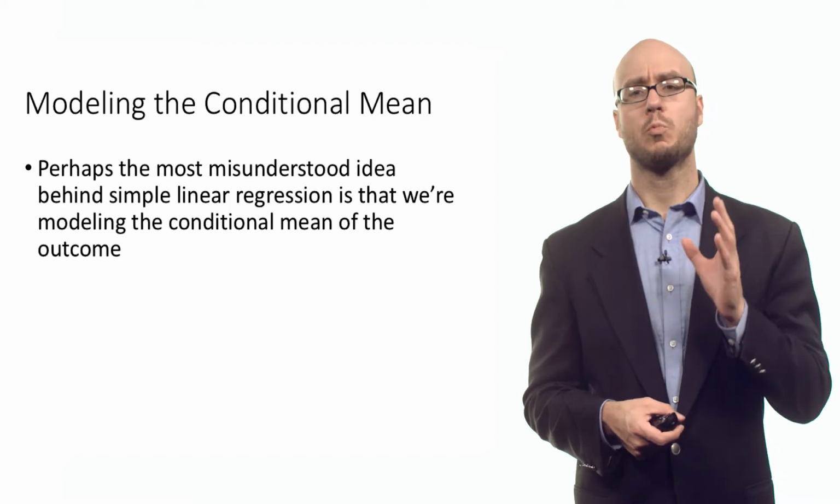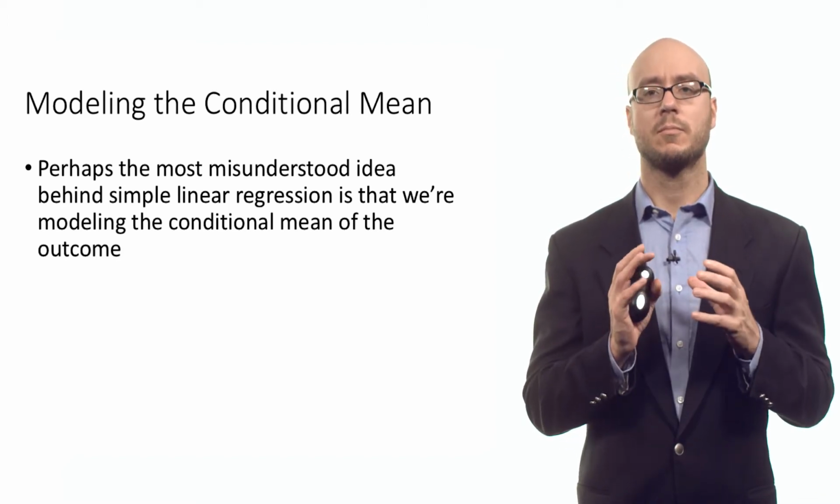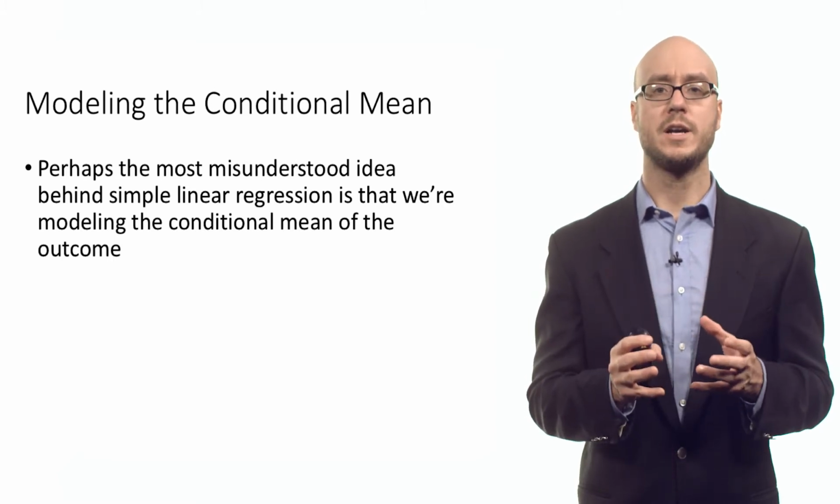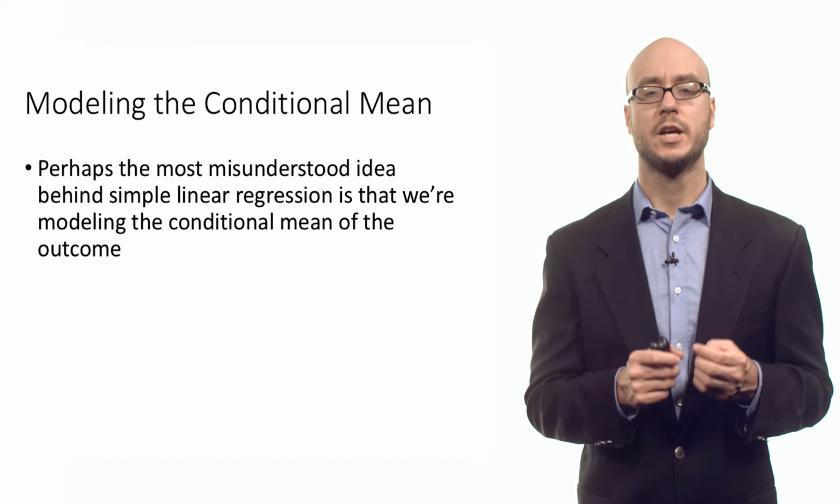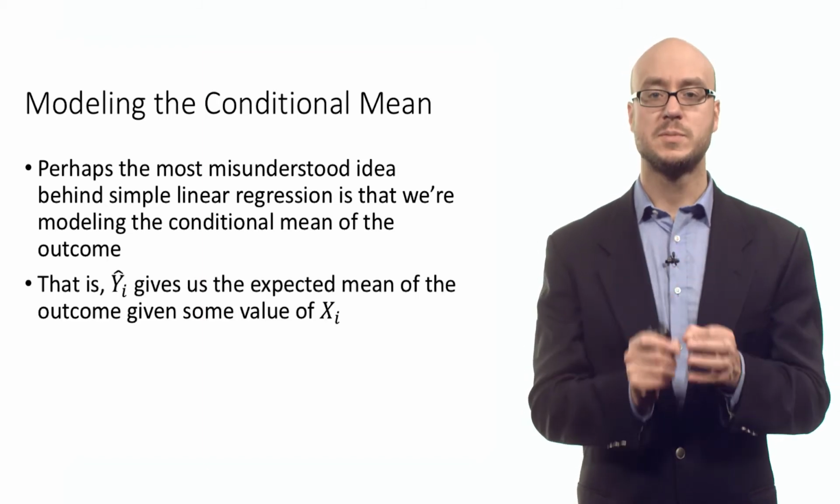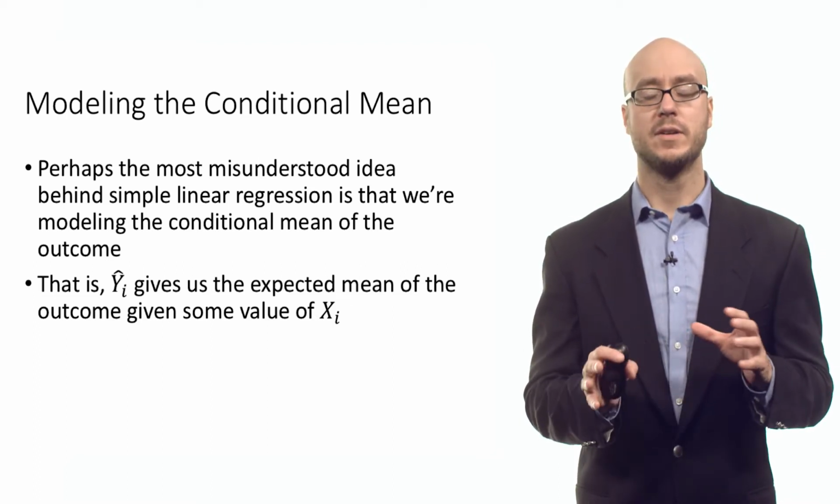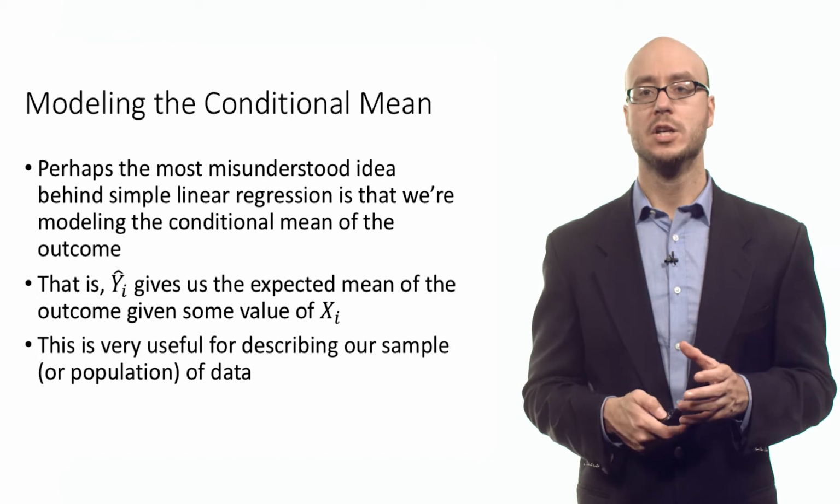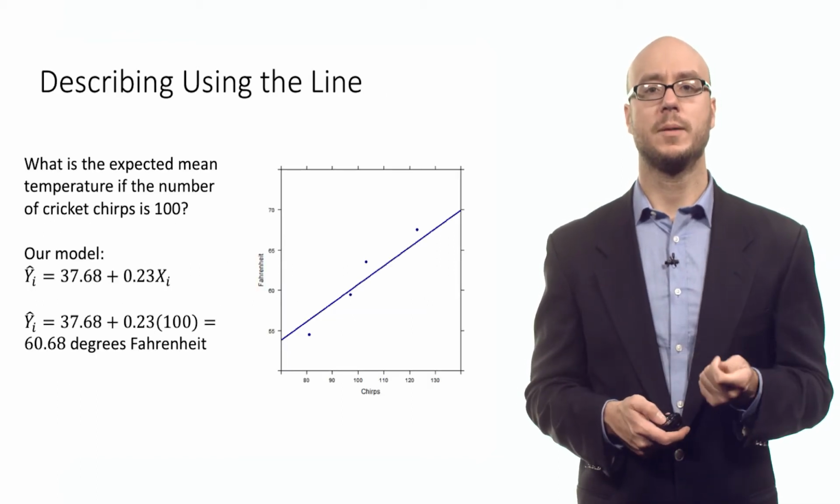So what are we modeling? We're modeling the conditional mean. This is probably the most misunderstood part of simple linear regression. All you're doing is modeling the mean of the outcome conditional on different values of x. Specifically, y hat gives us the expected mean of the outcome, given whatever value of x you put in. This is very useful for describing our sample or population of data.